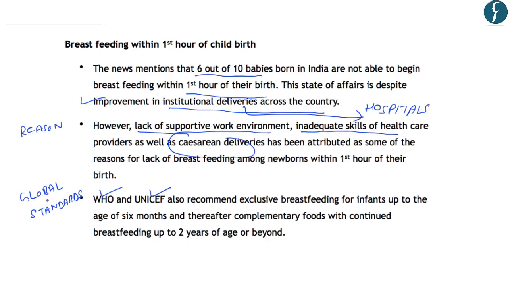And there are global standards for breastfeeding. In this, the WHO or the World Health Organization and UNICEF recommend exclusive breastfeeding for infants up to the age of 6 months, and thereafter complementary foods with continued breastfeeding up to 2 years of age or beyond. So the WHO and UNICEF recommend that breastfeeding for infants should be compulsorily up to 6 months. And in this period, no other food should be given to the infants. However, after the completion of the first 6 months, the child can be provided with complementary foods along with the breastfeeding up to the age of 2 years or beyond.